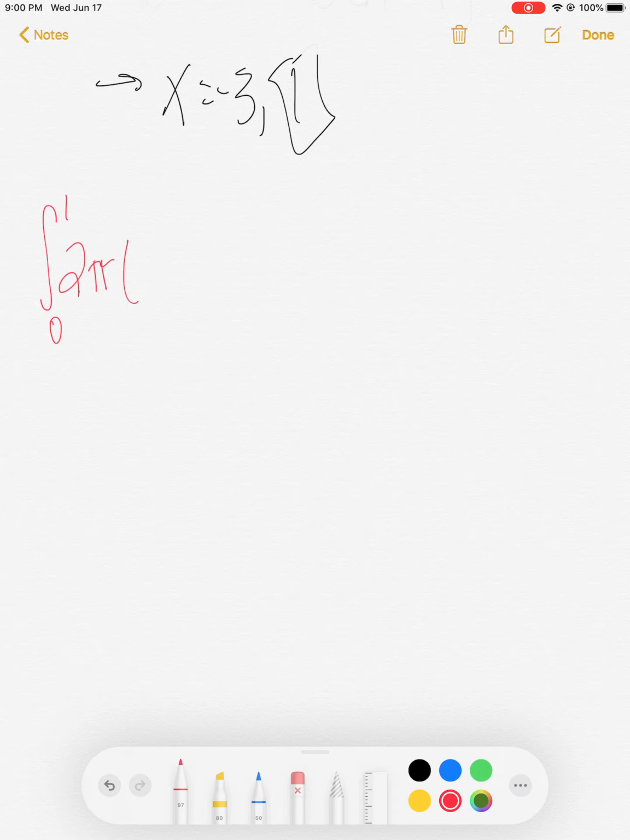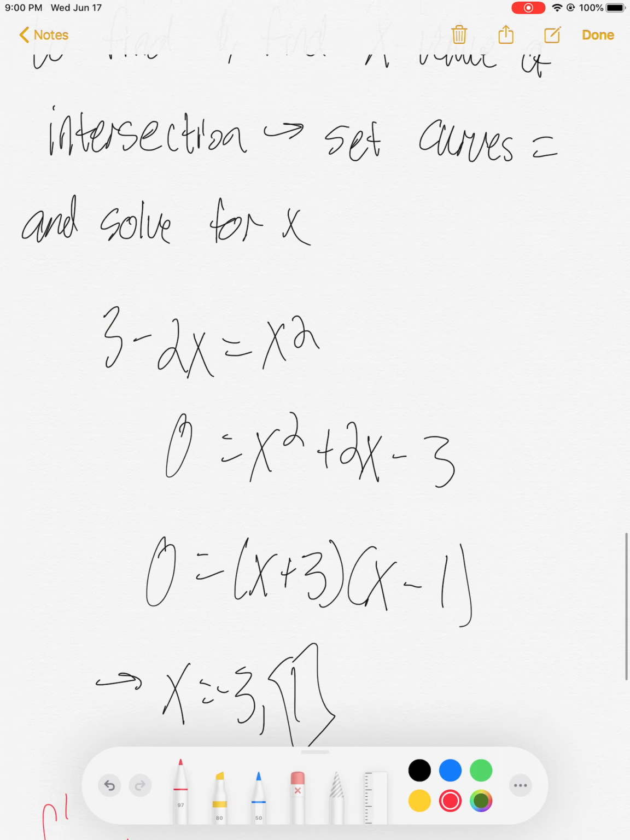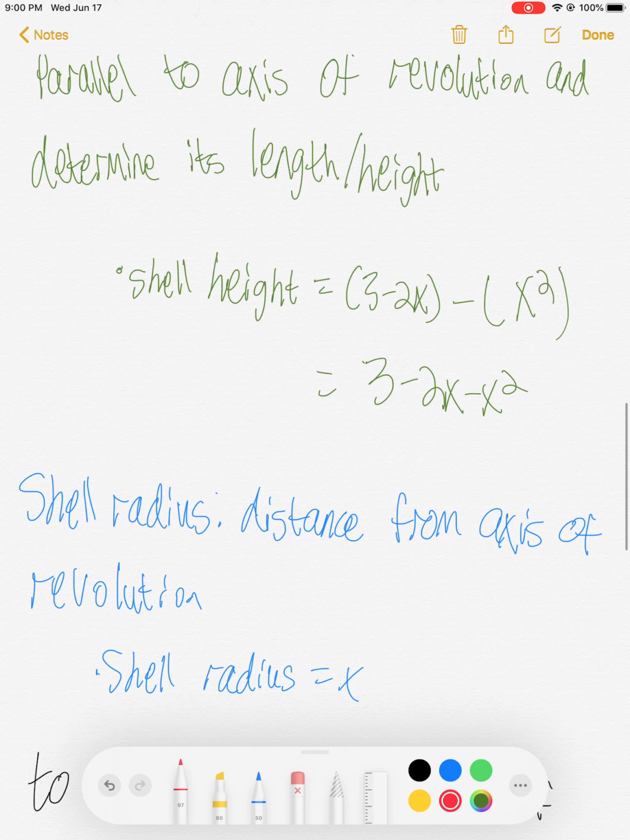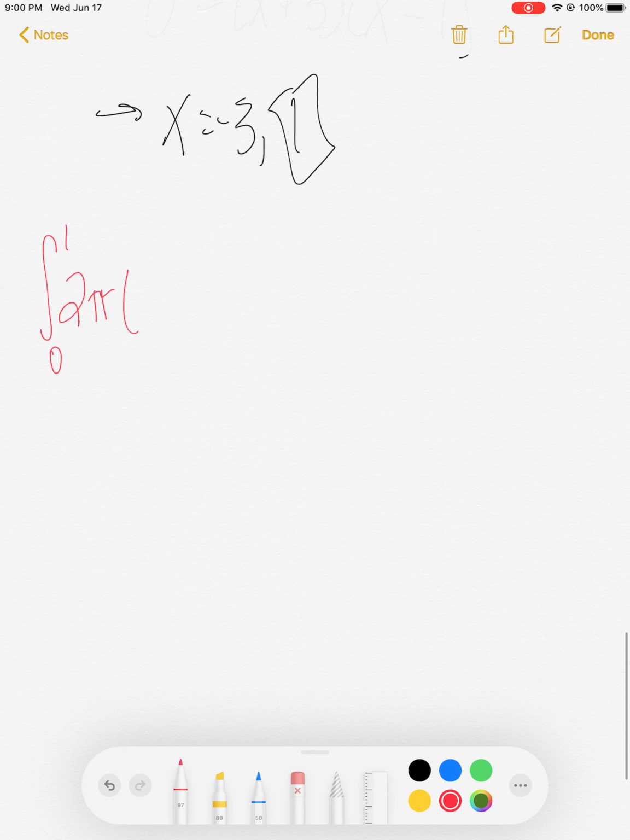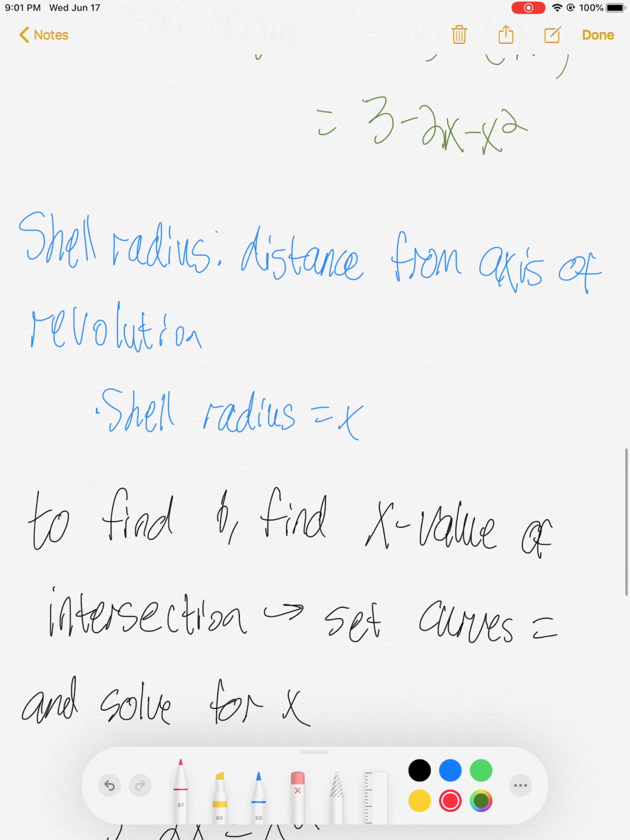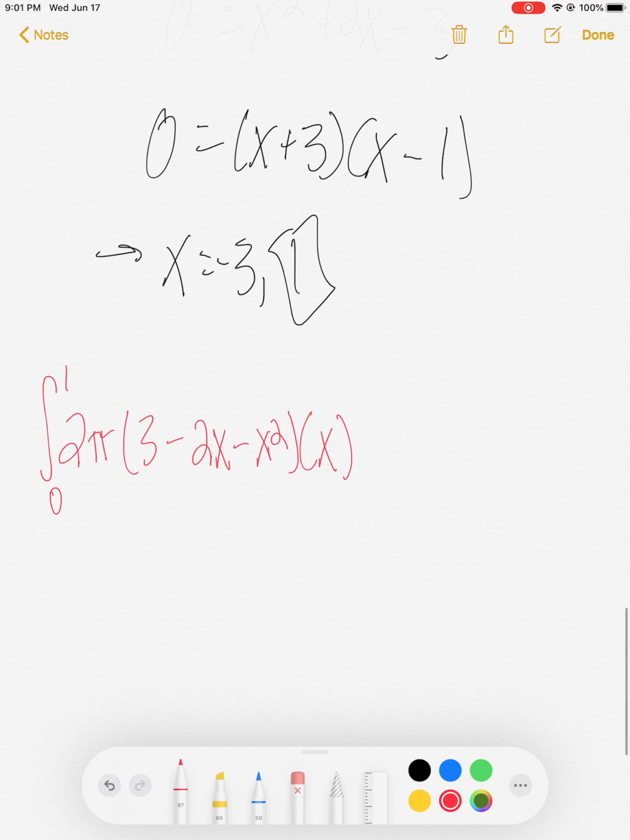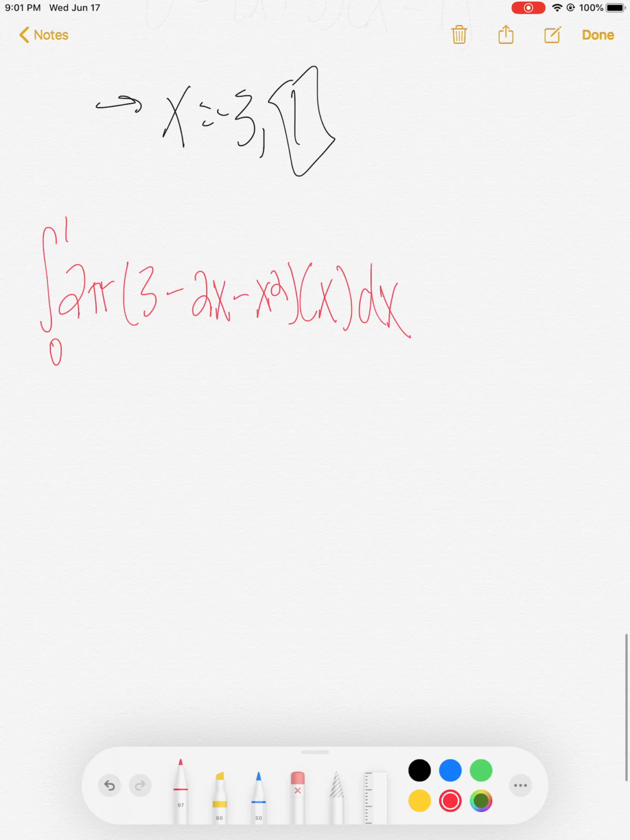Okay, remember we have 2 pi. And then we're going to multiply these two things together, the shell radius and the shell height. The shell height is 3 minus 2x minus x squared. So 3 minus 2x minus x squared. And then the shell height, or shell radius. Which one is it? Shell radius is x.